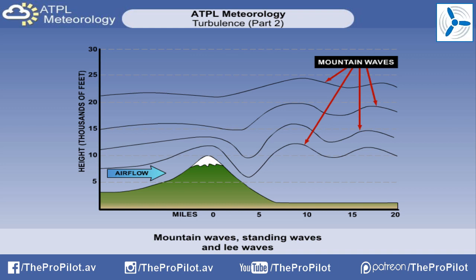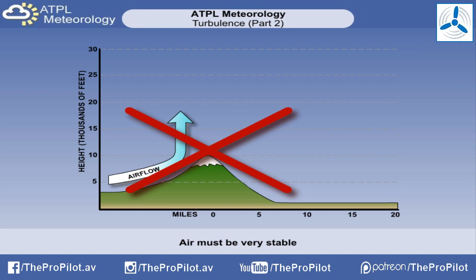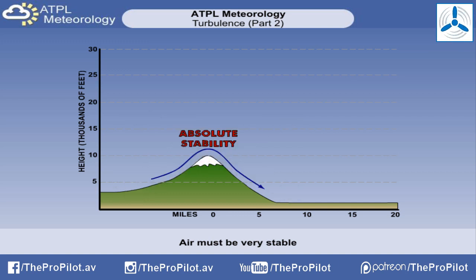However, to create these oscillations, certain conditions must prevail in the atmosphere. Firstly, the air must be very stable. Otherwise, the airflow when reaching the mountain would rise vertically and destroy the oscillation pattern. More importantly though, it is the layer of air at, around, or just above the mountain ridge that must have absolute stability.